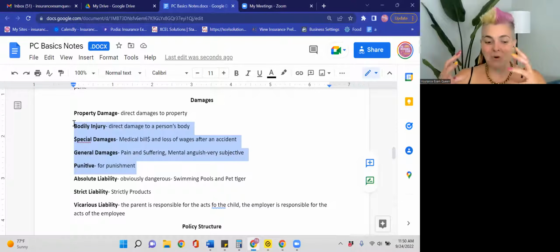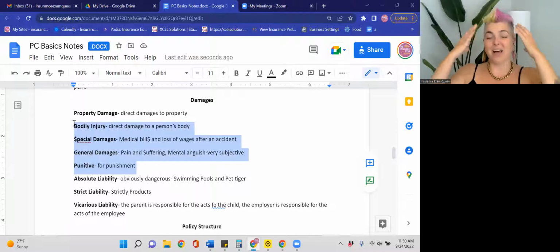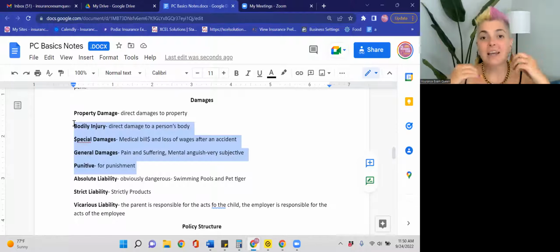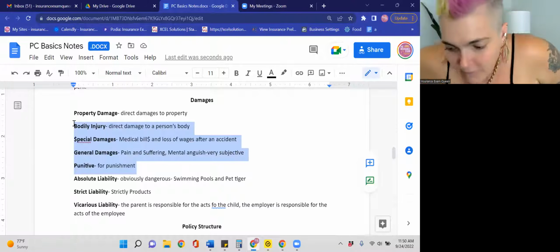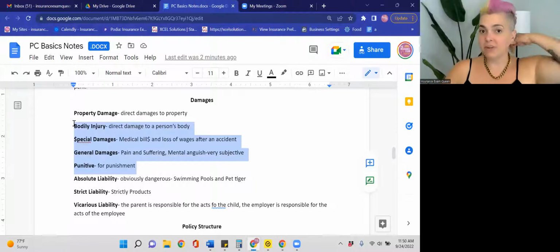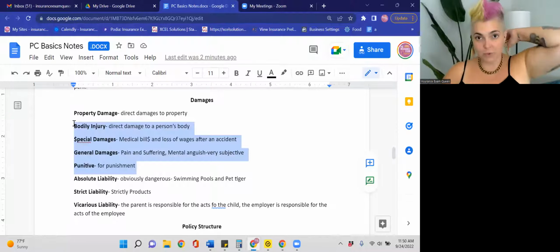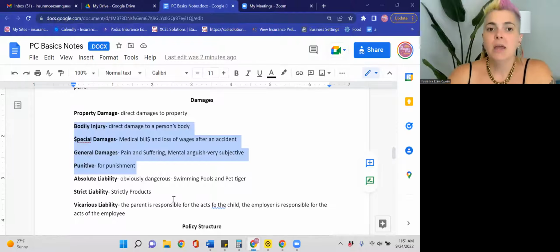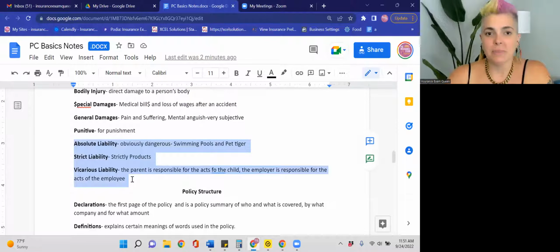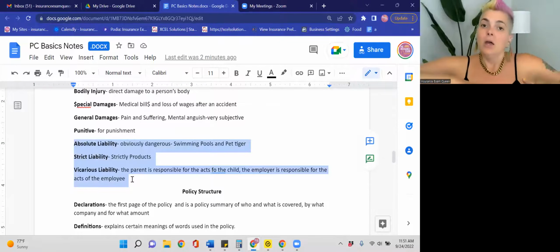Or if you have a couple and they are madly in love with each other and their spouse dies in an accident, they might be like, oh my God, you took my whole life away. It's very subjective. It's based on feelings. Okay. So that's what we mean by subjective. It's feelings based. And it ultimately is what a judge or jury feels is right to award you with those damages. Okay. Now, absolute liability, strict liability, vicarious liability.